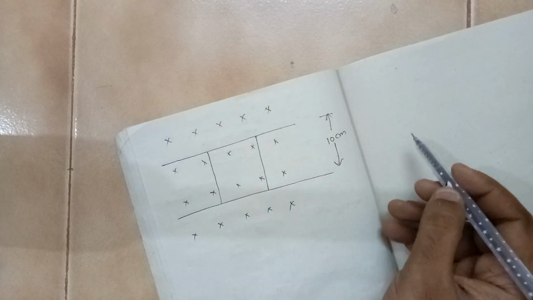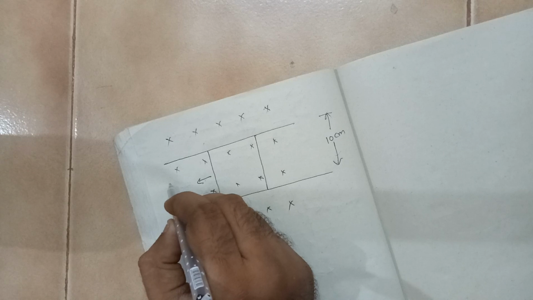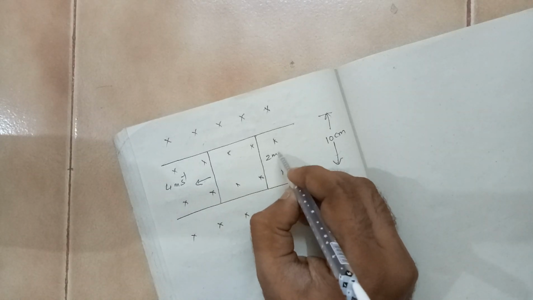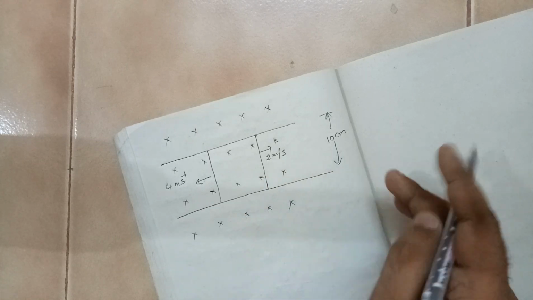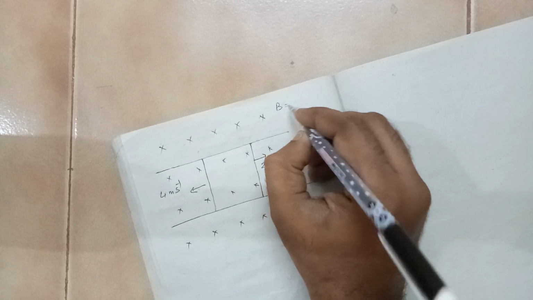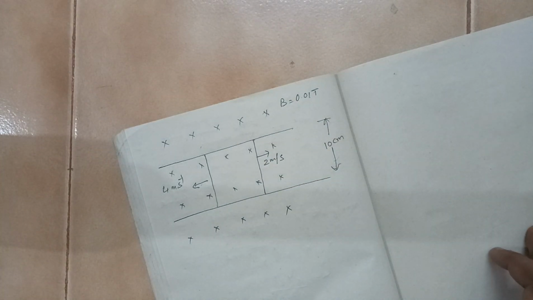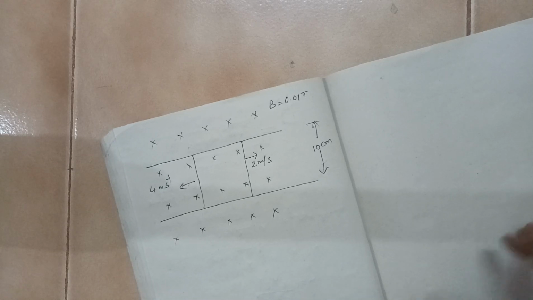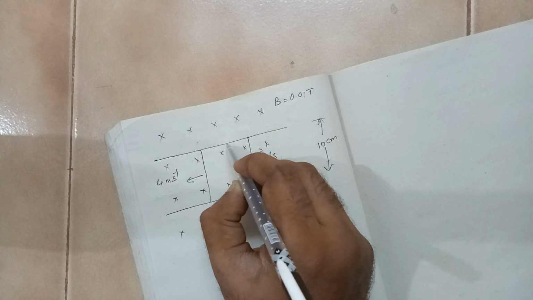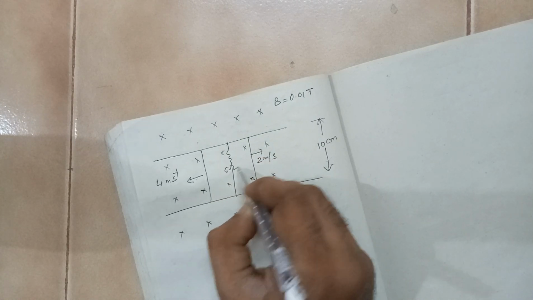which are pulled away, one with a speed of 4 meter per second and the other 2 meter per second. The magnetic field is given as 0.01 Tesla, and it has been connected with a wire having a resistance of 5 ohms.